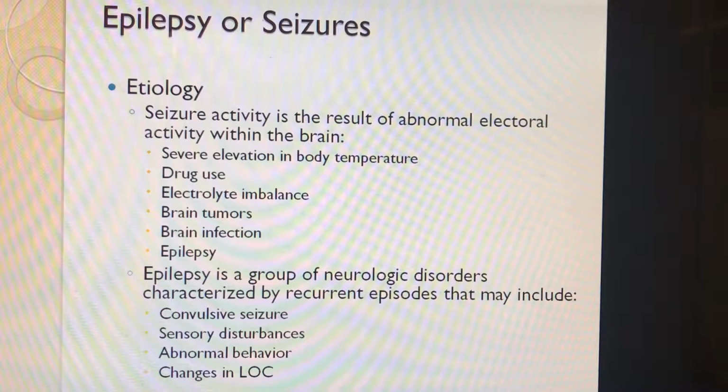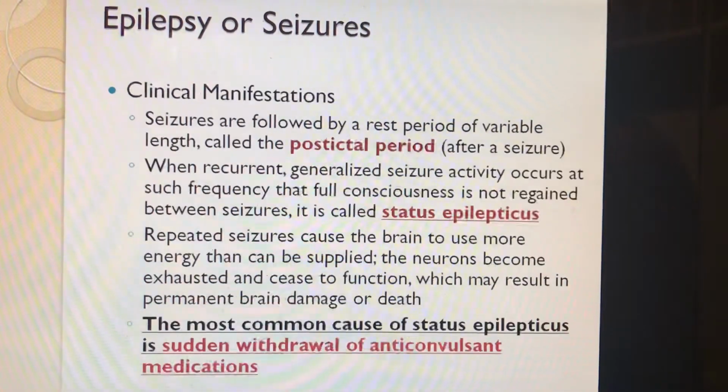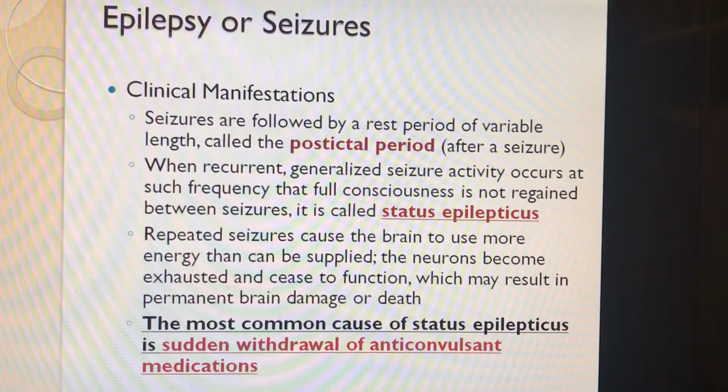This is a group of neurologic disorders characterized by recurrent episodes that may include convulsive seizure, sensory disturbances, abnormal behavior, and changes in level of consciousness. Your clinical manifestations: after their seizure, they're going to go into a rest period called the postictal period. And we have something called status epilepticus. This is when recurrent generalized seizure activity occurs at such frequency that full consciousness is not regained between seizures.